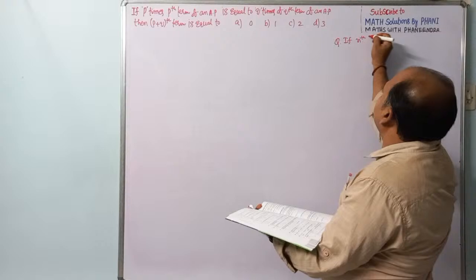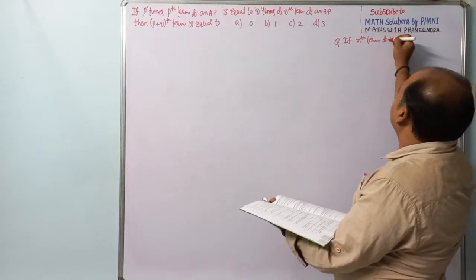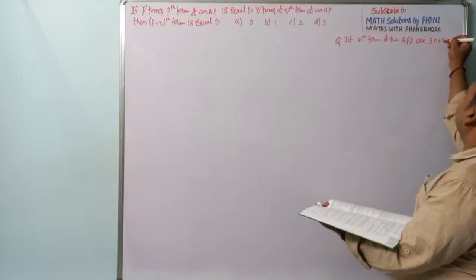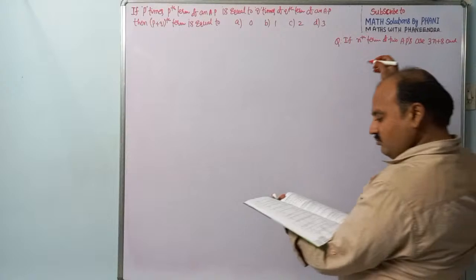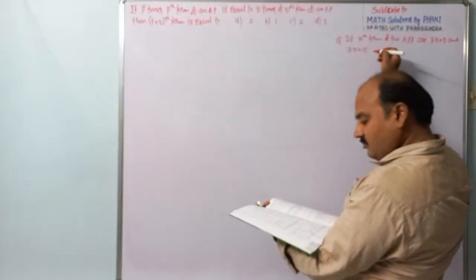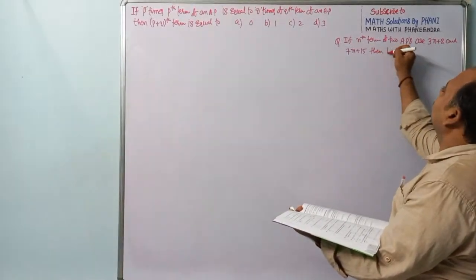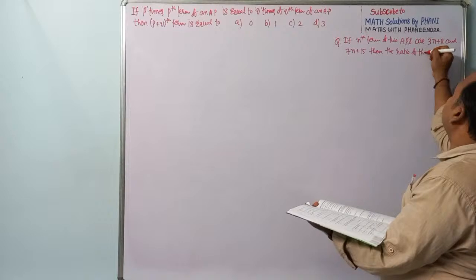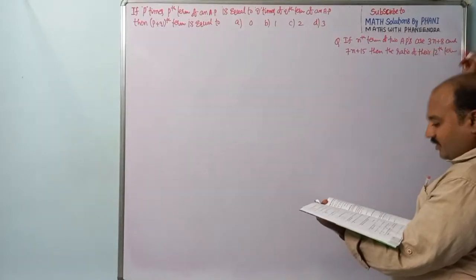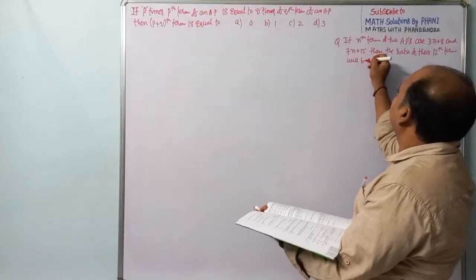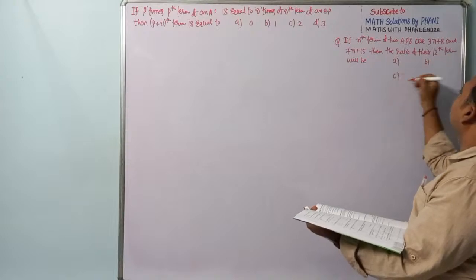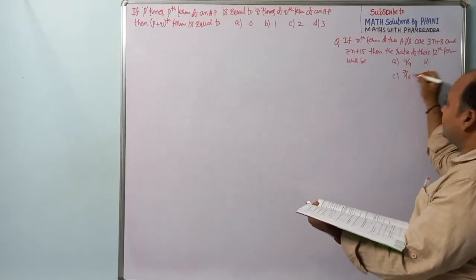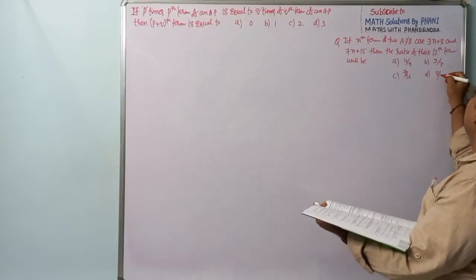If the nth terms of two APs are 3n plus 8 and 7n plus 15, then the ratio of the 12th terms will be: the first option 4 by 9, 7 by 16, 3 by 7, 8 by 15.